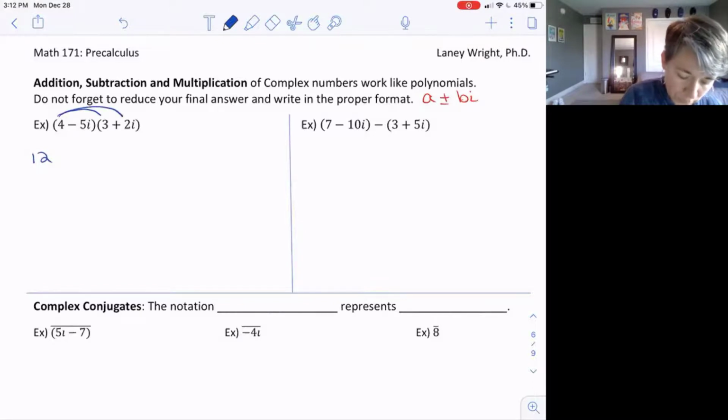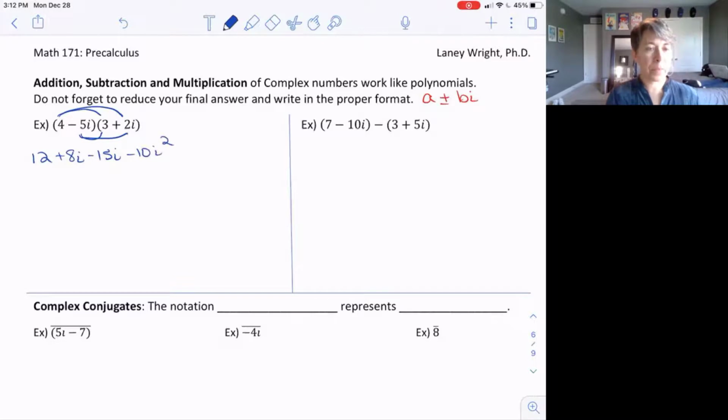4 times a positive 2i is plus 8i. Negative 5i times 3 is a negative 15i. Negative 5i times 2i is a negative 10i squared. So we're still going to combine like terms in the middle there. So we have a 12. 8i minus 15i gives us a negative 7i.